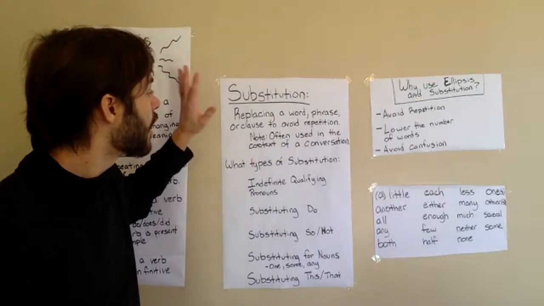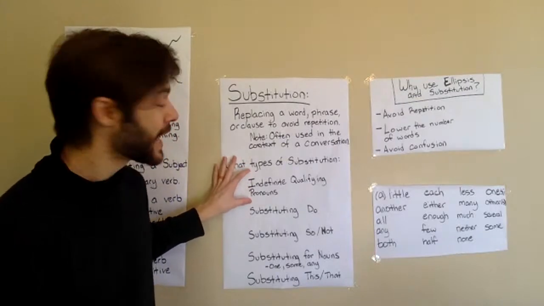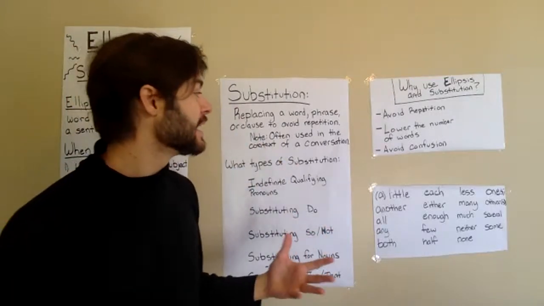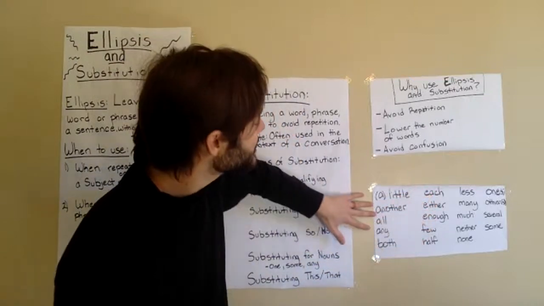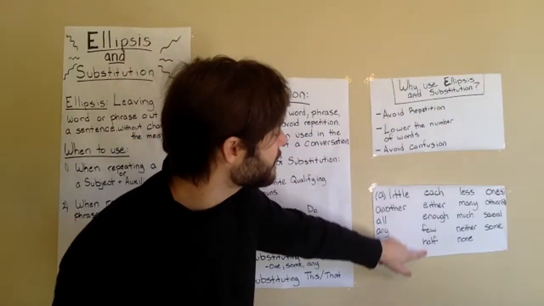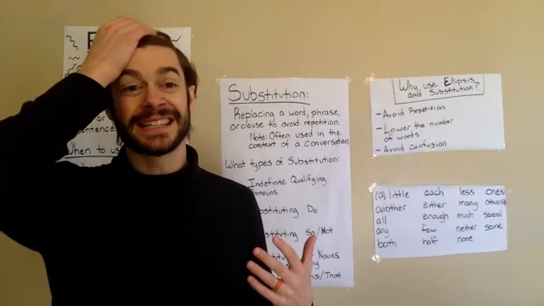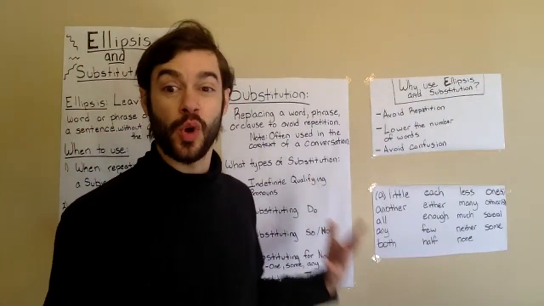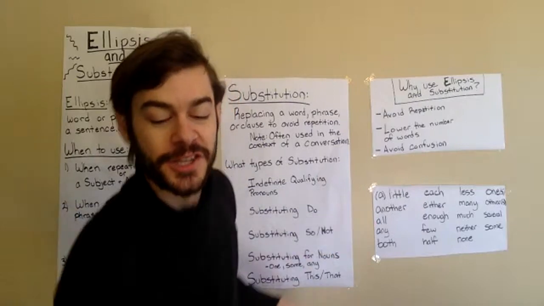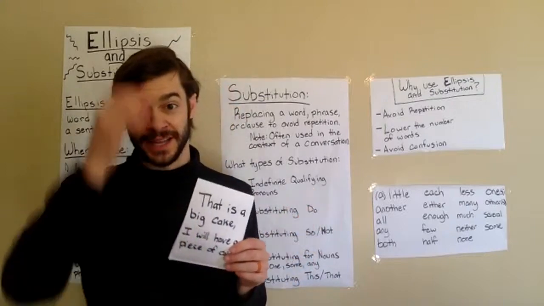Our first type of substitution is going to be an indefinite qualifying pronoun. That's a big fancy way to say a lot of these words right over here. We're going to be using these words, substituting them in the sentence. These are all indefinite qualifying pronouns. You don't have to know all of them, but I thought it might be nice to get an example of quite a few. These are not all of them, but they are a good list to start with. So let's start with looking at an indefinite qualifying pronoun placed into our sentence.